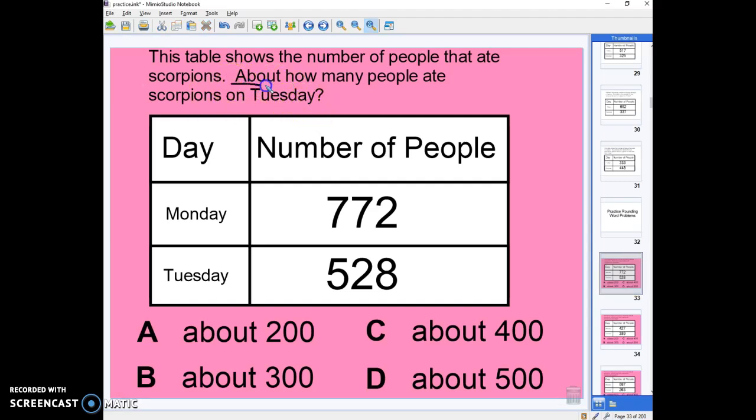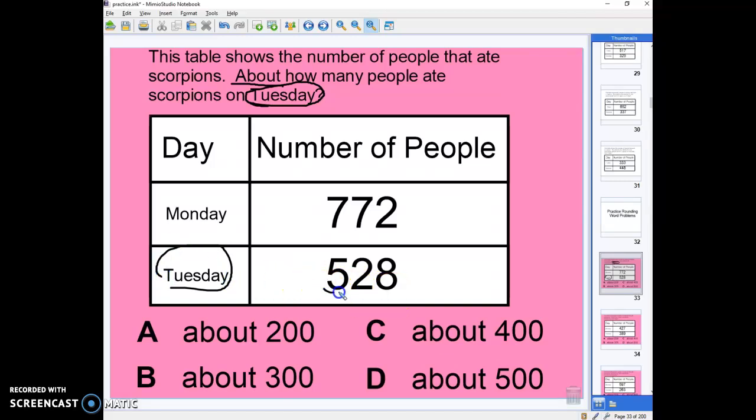Okay, I see that word "about" there. So that means I'm going to round. About means like estimate. Round the number to the nearest something. So I look here and it doesn't tell me what to round to, but I can see my answers here and they all look like they're rounded to the nearest 100. So I'm going to look at Tuesday. Tuesday's here and my number was 528.